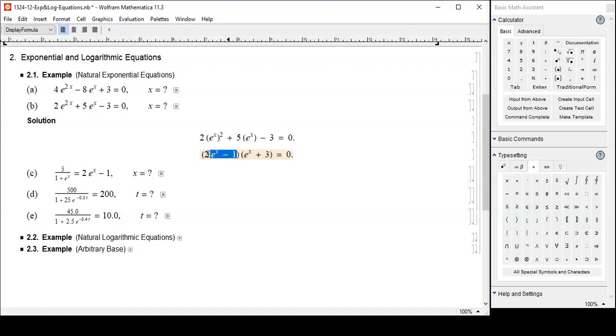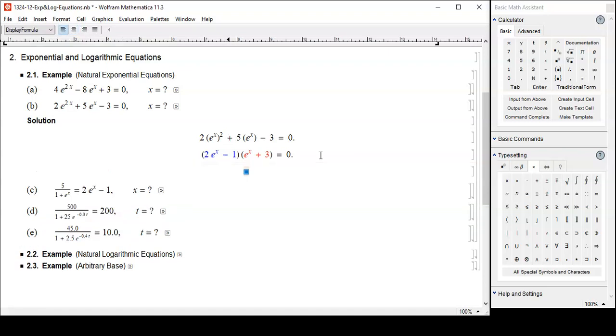So what do we have? We have blue times red is equal to 0. So one of them has to be 0, right? So from the blue factor, 2e to the x minus 1 is equal to 0. 2e to the x power is equal to 1. e to the x power is 1/2.